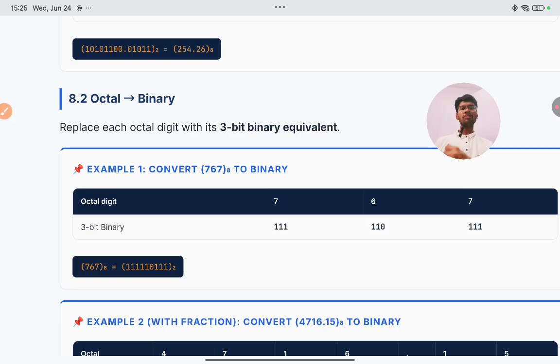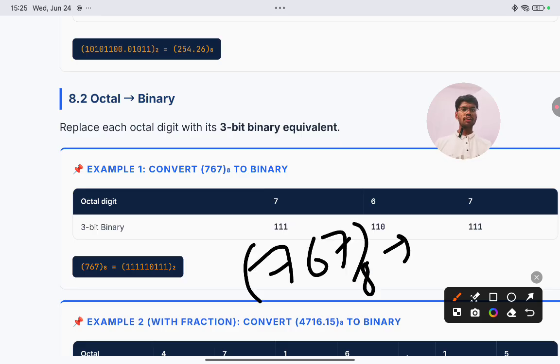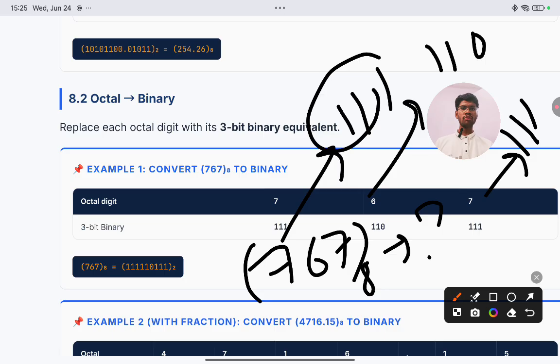Then for the reverse, octal to binary, replace each octal digit with its 3-bit binary equivalent. That's why I'm saying just remember the table. Let's say we have to convert 767 to binary. How do we do it? 7 in octal is 111. 6 in octal is 110. Remember that table. 7 is again 111. You just write 111, 110, 111 here.